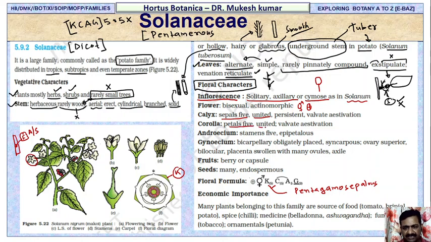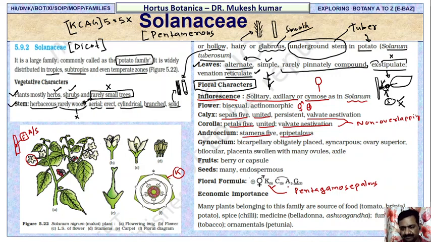Similarly, see the corolla. What have they written? Petals 5, which are also united, and valvate estivation. I told you, valvate estivation means they are non-overlapping. The petals and sepals are just in front of each other, so they are non-overlapping. And here also, you can say this is pentagamopetalous, for the corolla.